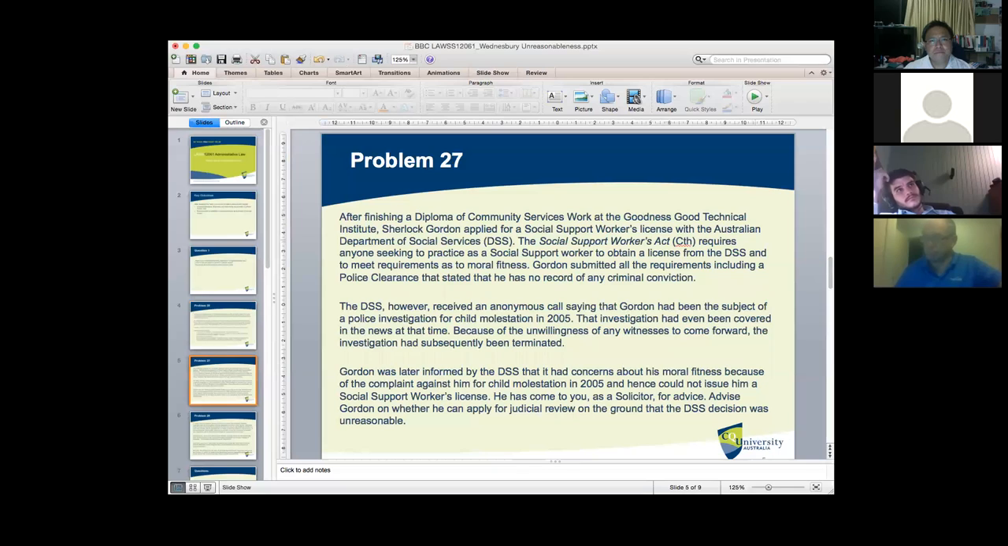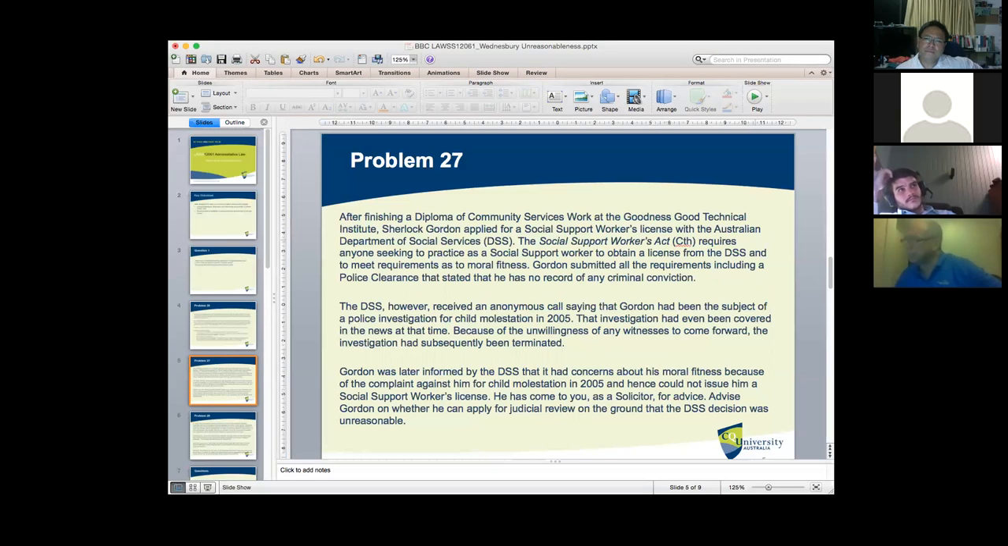Yes. After finishing a diploma of community services work at the Goodness Good Technical Institute, Sherlock Gordon applied for a social support worker's license with the Australian Department of Social Services. The Social Support Workers Act requires anyone seeking to practice as a social support worker to obtain a license from the DSS and meet requirements as to moral fitness. Gordon submitted all the requirements, including a police clearance that stated that he has no criminal record of any conviction.